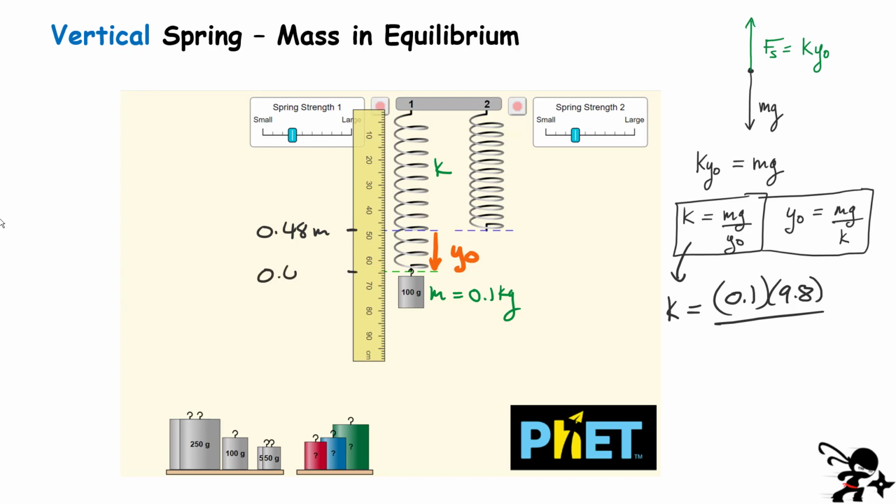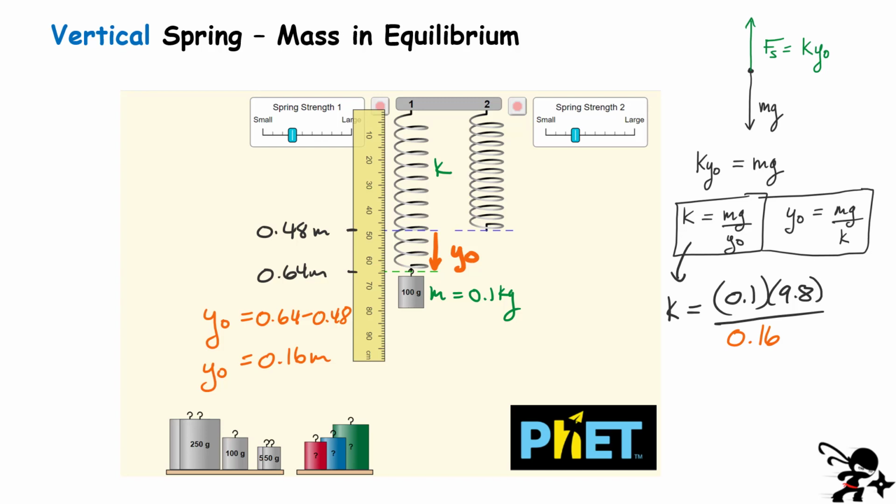So 0.64 meters. So guess what? That means that my Y0 distance, Y0 is only the amount that it's stretched. So you have to take the difference between both of those. Minus 0.48. So then you get 0.16 meters, right? 16 centimeters is how much I stretched it. So I can go ahead and put that over here, 16.